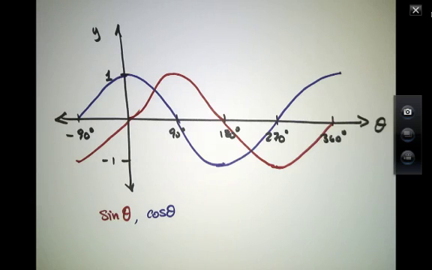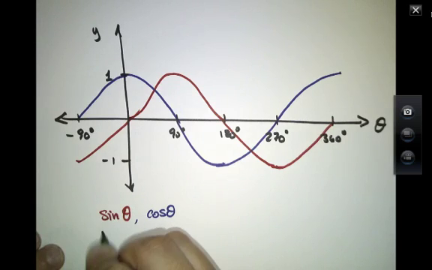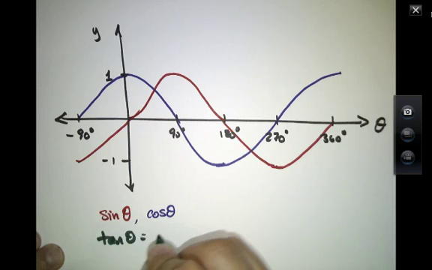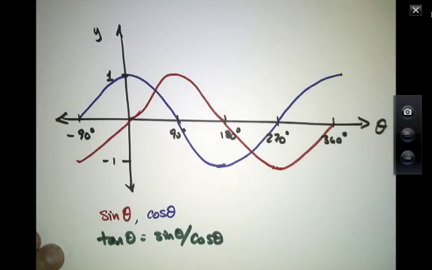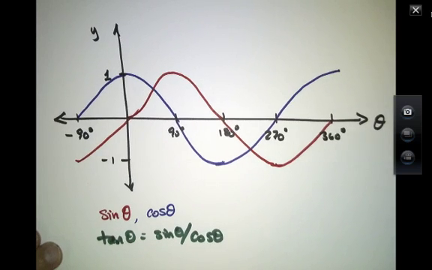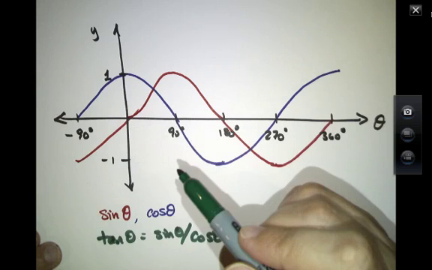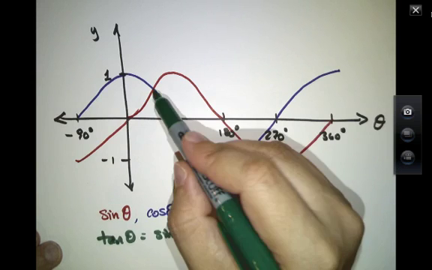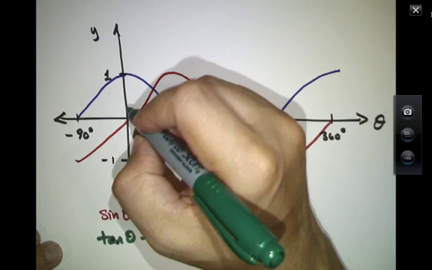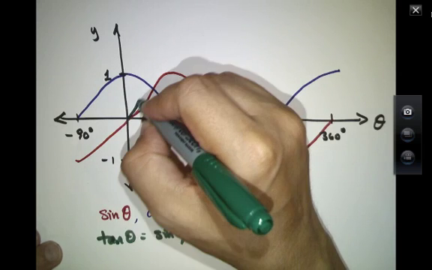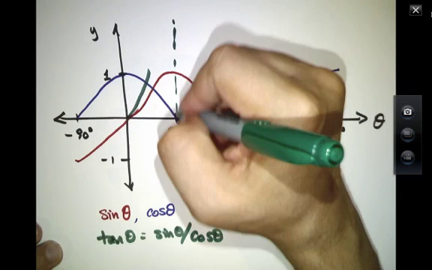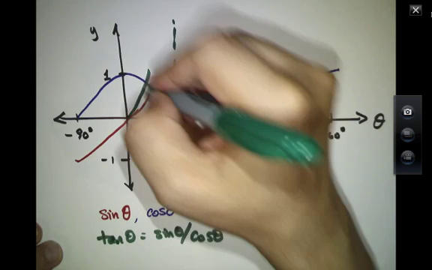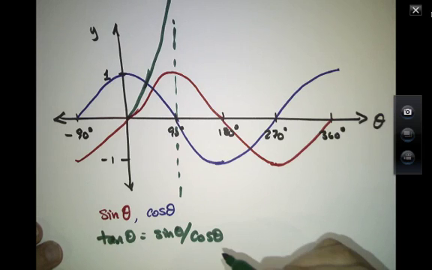The tangent is a little funny. The tangent is the sine of theta divided by cosine of theta. So it starts out at 0. It's 1 right here. And it just keeps on going up. So at 90 degrees, it's infinitely big.